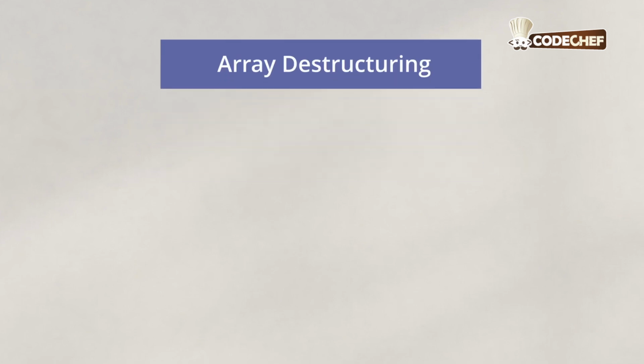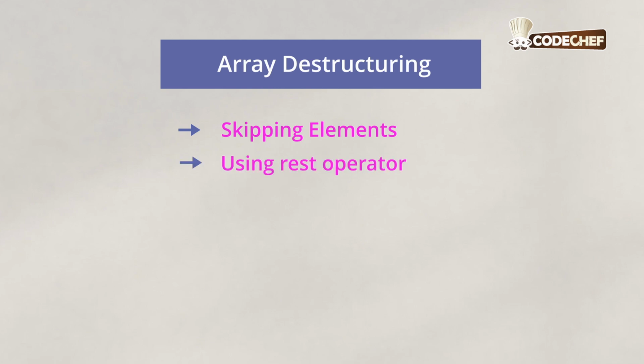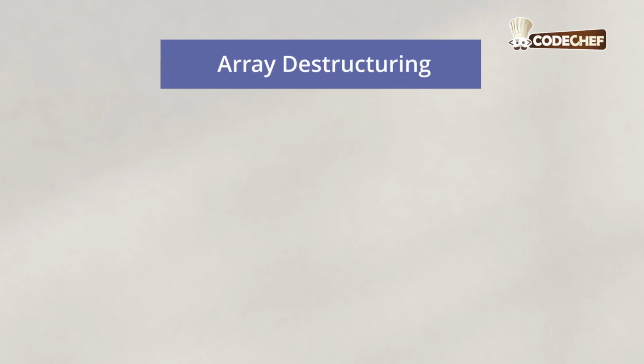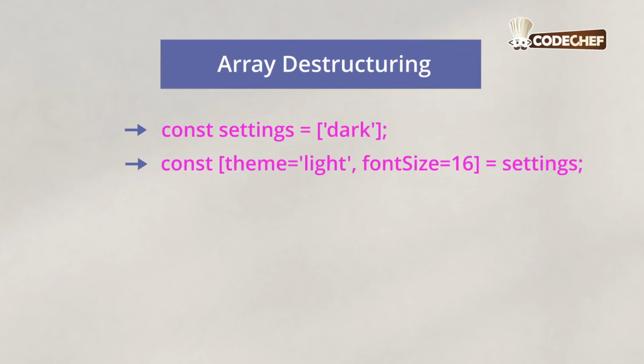Array advanced usage. If we want to skip elements in an array, we can simply leave empty positions using commas. We can also use the rest operator to collect the remaining values into a new array. This is especially useful when dealing with dynamic lists. Default values in arrays. Just like objects, arrays can also have default values. If an element is missing, JavaScript uses the default value instead. This makes our code safer and more predictable.